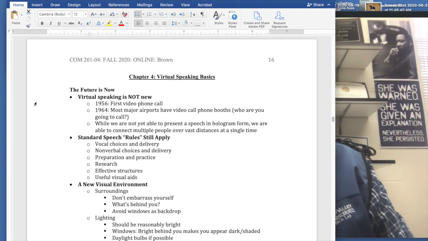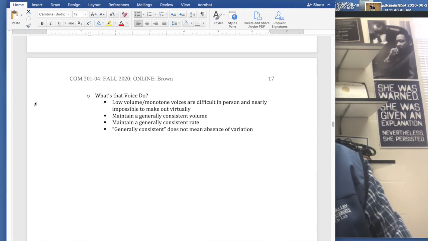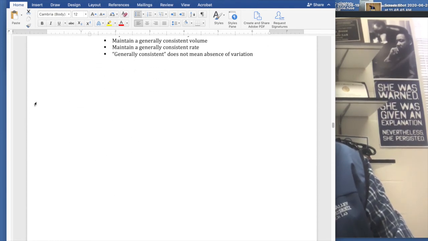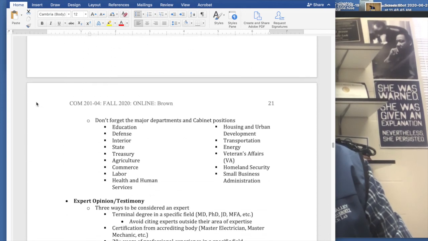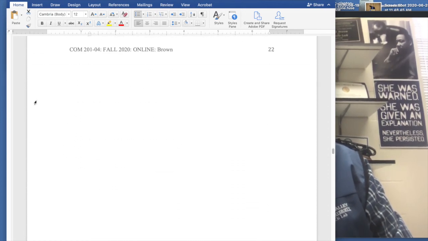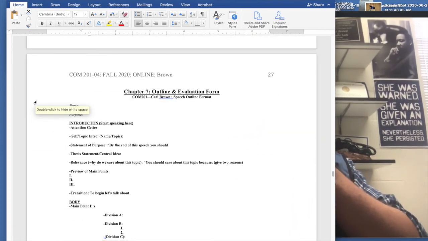And then on page 16, you've got virtual speaking basics. Again, there's information, a PowerPoint on that. So be sure to check those before you just sit down and start recording, okay? And there's some information that will tell you what we're looking for specifically. So, get back down to where we are today.